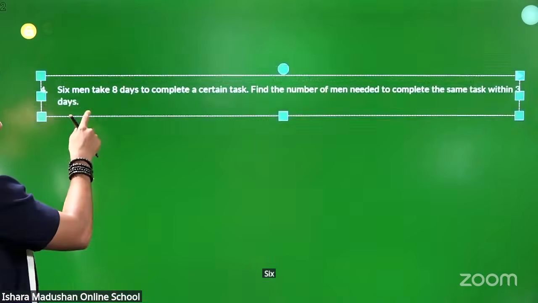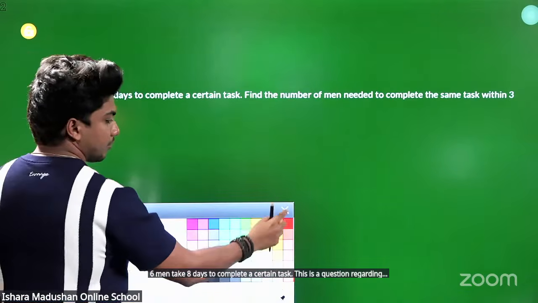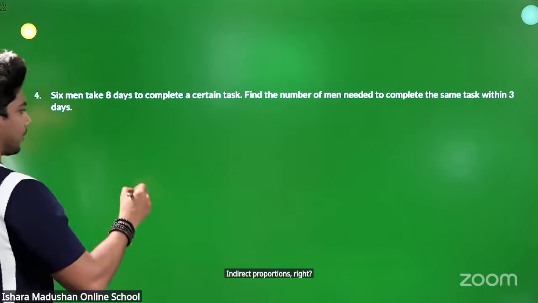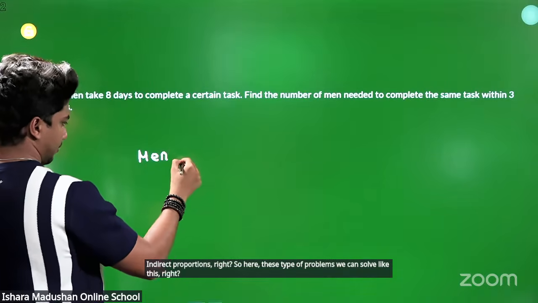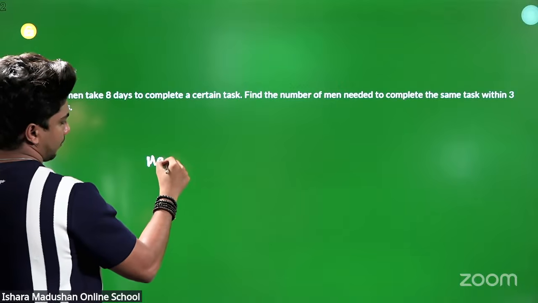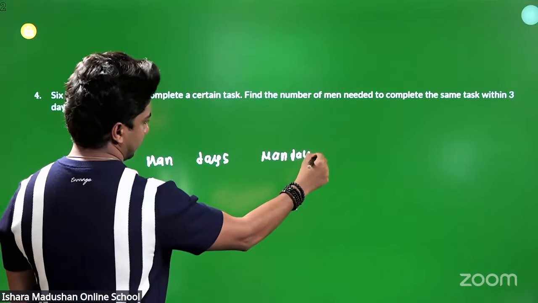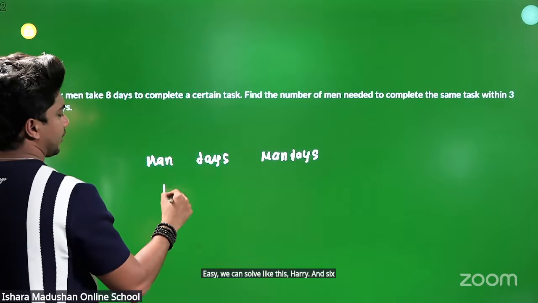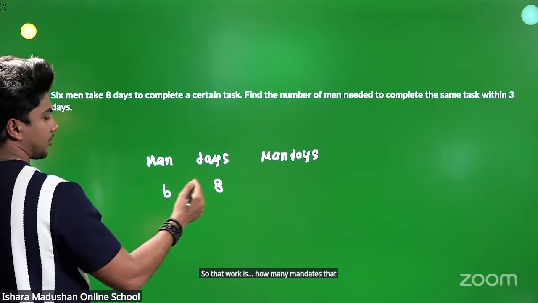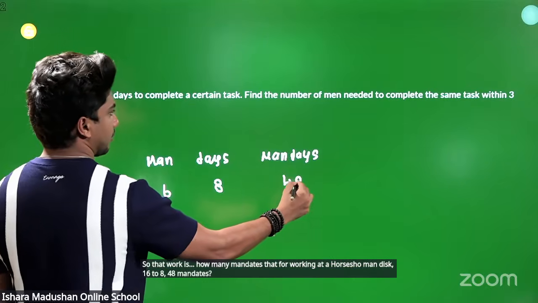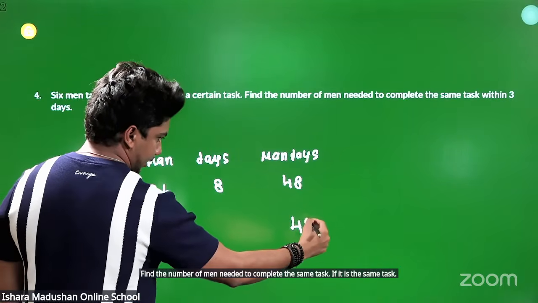Six men take 8 days to complete a certain task. This is a question regarding indirect proportions, right? So this type of problems we can solve like this. 6 men work 8 days. So that work is how many man days? 6 into 8, 48 man days. Find the number of men needed to complete the same task. If it is the same task, it needs same man days.